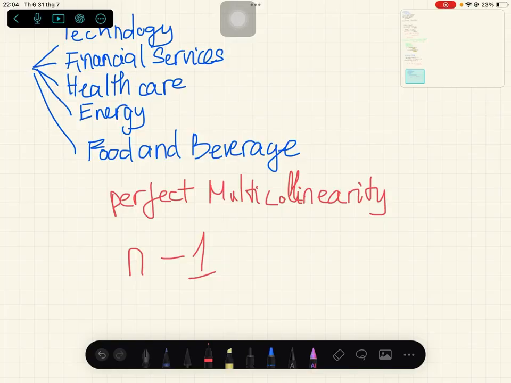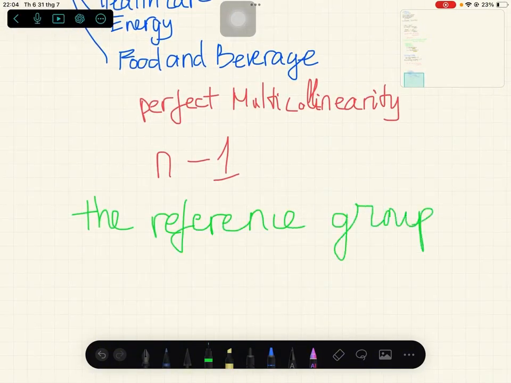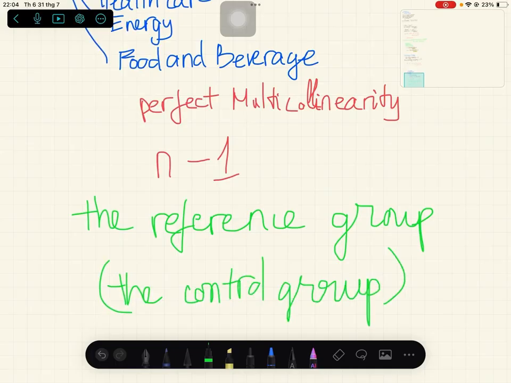We select one category as the base group. This is called the reference group or the control group. In this example, food and beverage becomes the base group. The regression coefficients for the other industries tell us how those industries differ from food and beverage.